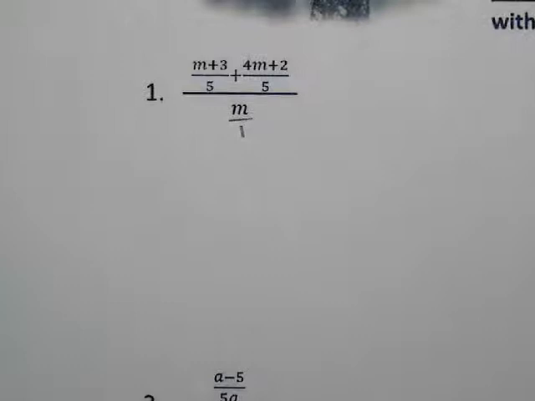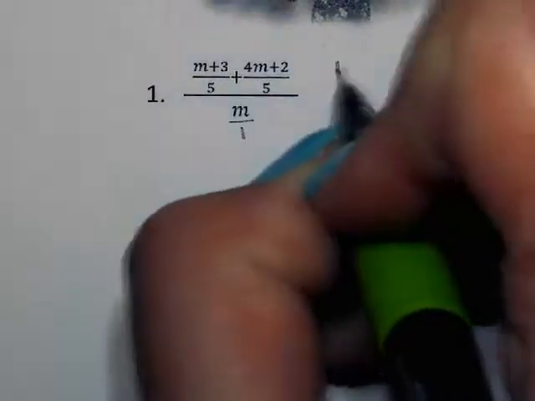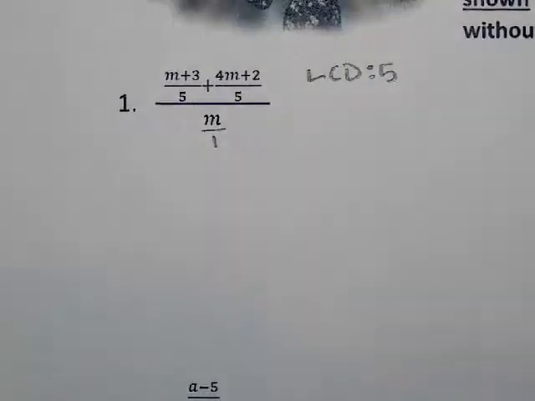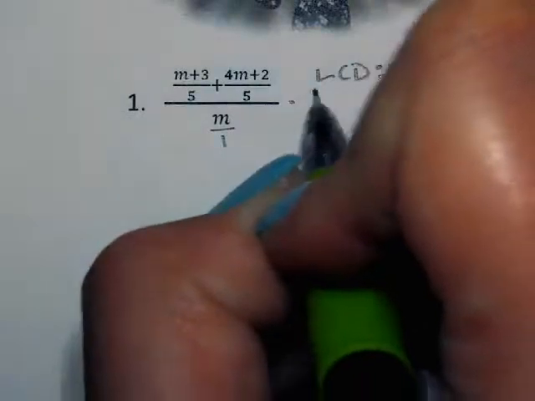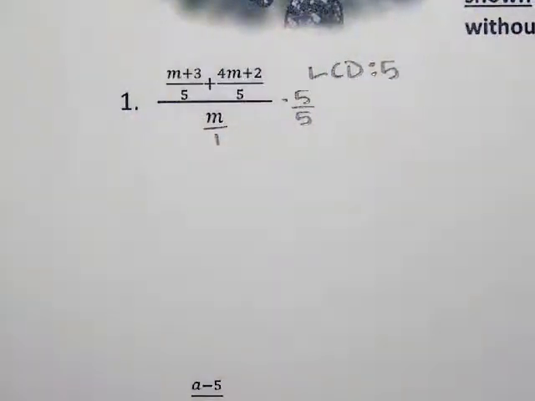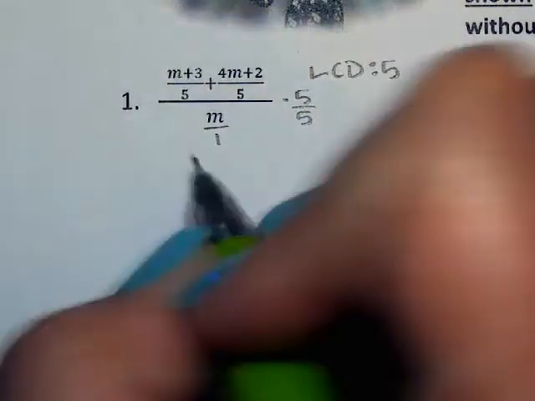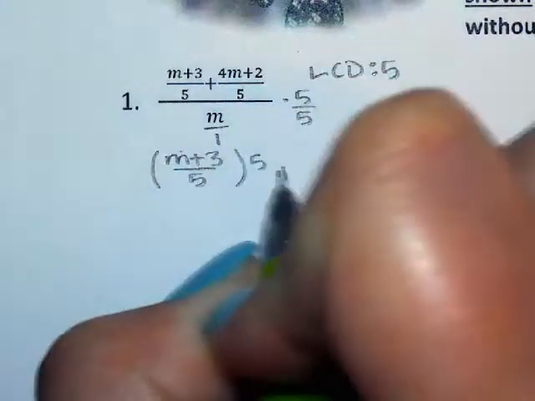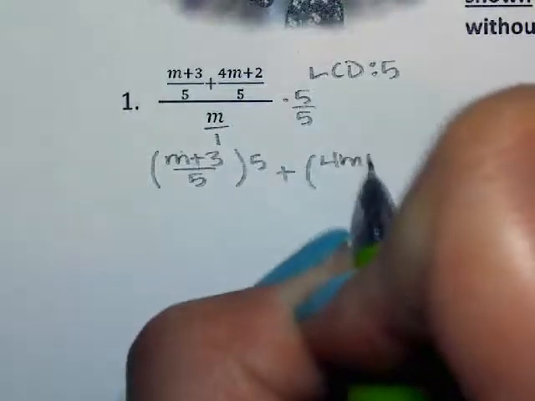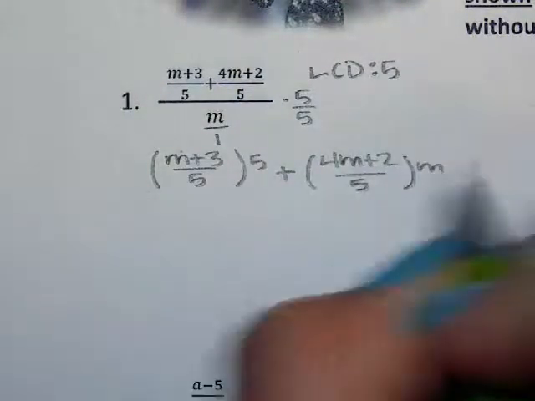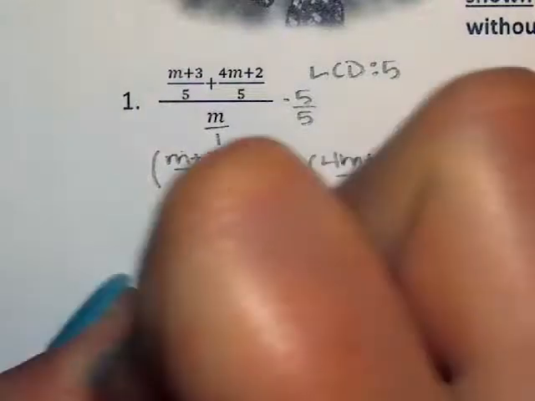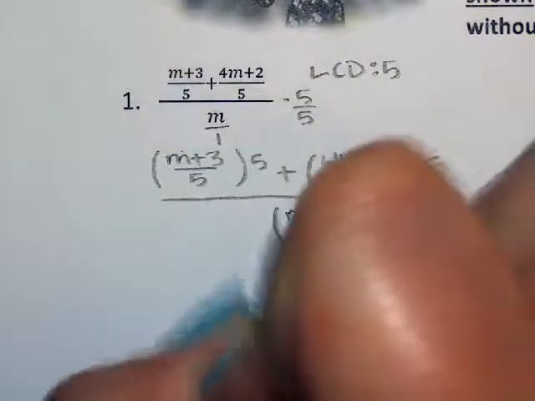What is the least common denominator between all of these? 5. So now I'm going to multiply by 5 over 5. I'm going to do m plus 3 over 5 times 5, and 4m plus 2 over 5 times 5. Oops, I wrote times m, but I meant times 5. And m over 1 times 5.